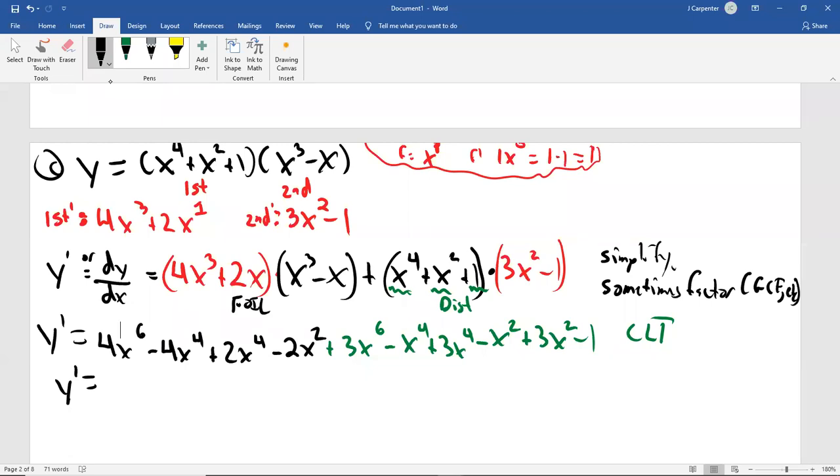4x to the sixth plus 3x to the 6th is 7x to the 6th. I'm going to squiggle the ones I've used. I don't want to cross them out. So 4x to the 6th, where is it? Plus 3x to the 6th gave us that. Then our x to the fourth. I don't have any x to the fifth. So the x to the fourth, we got a minus 4x to the fourth plus 2x to the fourth minus x to the fourth plus 3x to the fourth. We've got four of them. And we're just going to combine the coefficients. So that's a negative 4.